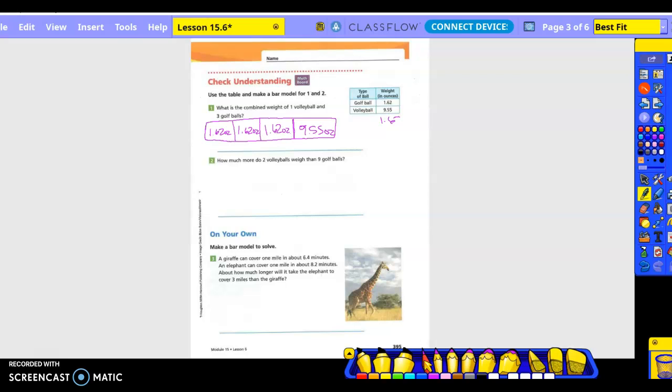So 1 and 6,200 times 3. 3 times 2 is 6. 3 times 6 is 18. Carry the 1. 3 times 1 is 3 plus 1 is 4. And then I have 2 decimal places.